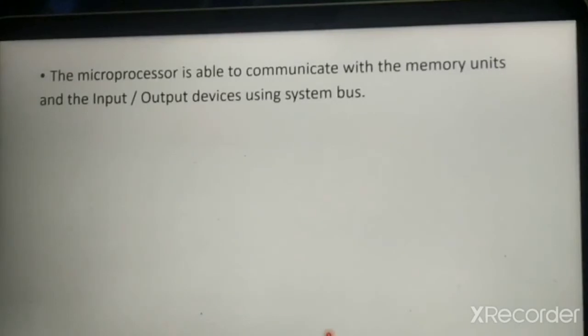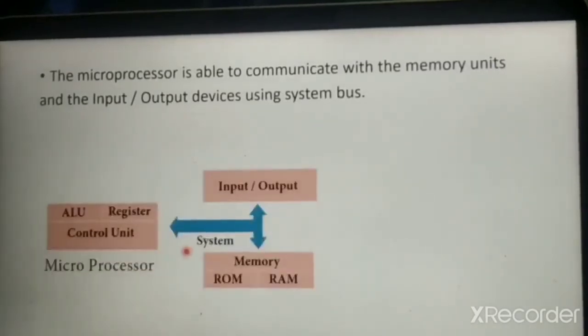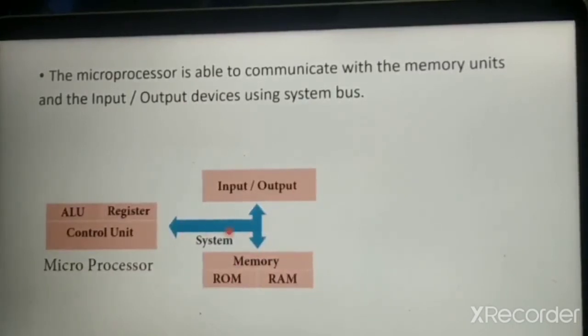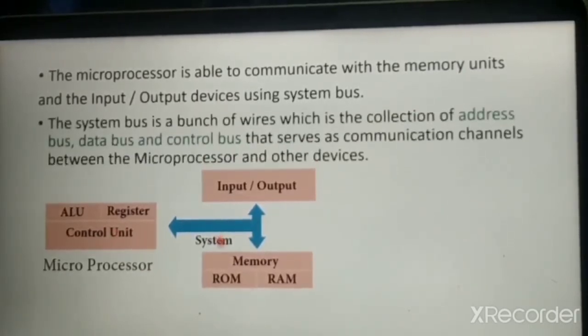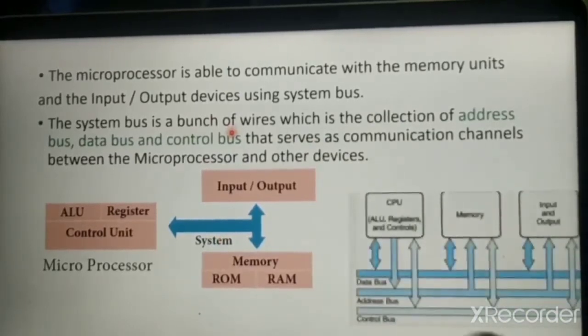Next, this processor is able to communicate with the input-output unit and memory through the system bus. This processor can communicate using the system bus. What is a system bus? A system bus is a bunch of wires. There are three different types of bus. First one is the data bus, second the address bus, and third one is the control bus.